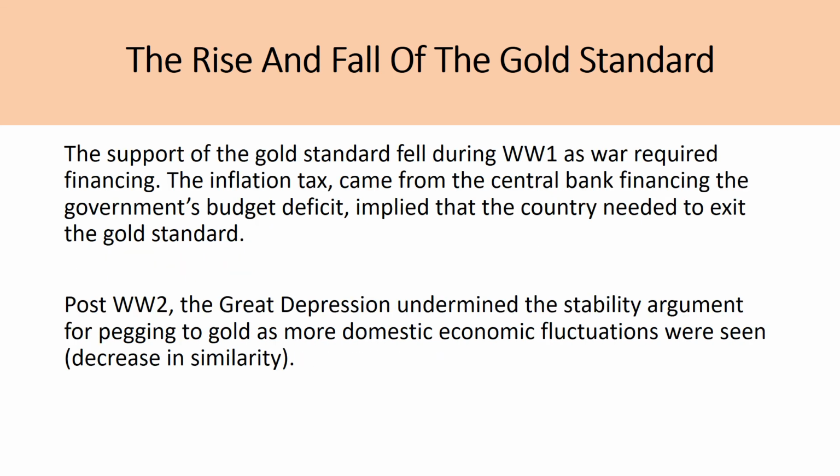The support of the gold standard fell during World War I as war required financing, right? So the IS curve needed to shift to the right because governments needed to spend more to finance the war, and so they needed to move off the gold standard. The inflation tax occurred and came from the central bank financing the government's budget deficit, which implied that the country needed to exit the gold standard.